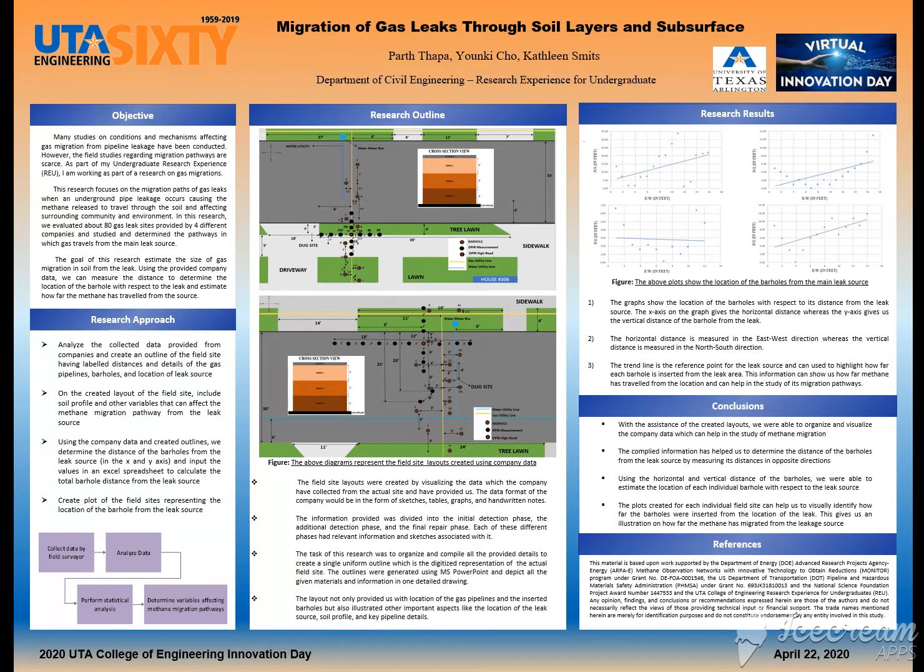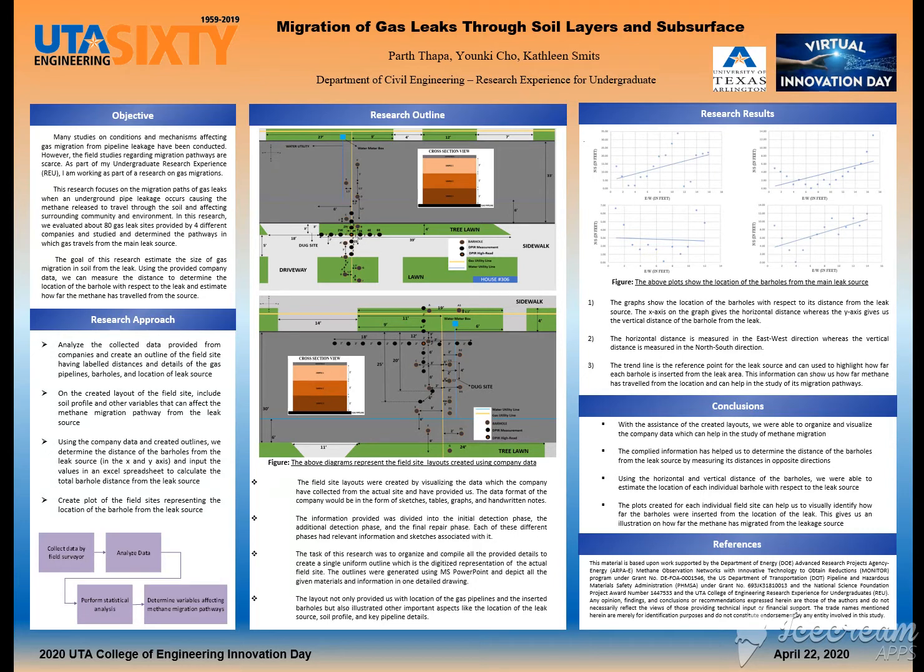After we were able to visualize the given data and produce a digitized layout of the field site, we can measure the distance of the bar holes from the leak source. We take the horizontal distance in the east-west direction and the vertical distance in the north-south direction of each bar hole with respect to the source of leak. We input these measurements into an Excel spreadsheet to find the total bar hole distance. To validate our layouts created, we plotted the horizontal and vertical distances to give us the exact location of the bar holes with respect to its distance from the leak.